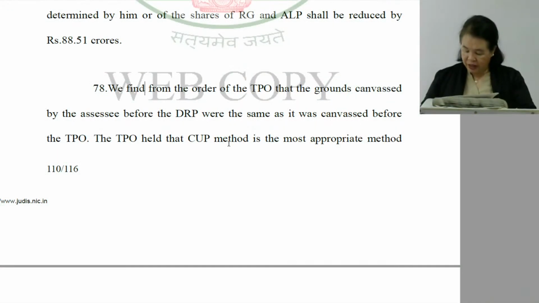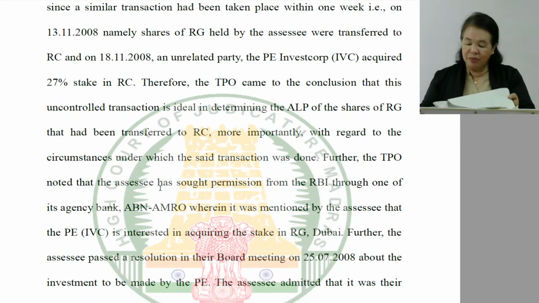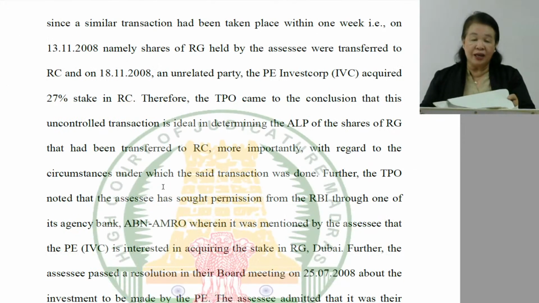Okay. So another, we find from the order of the TPO that the grounds canvassed to the SSA before the DRP were the same as it was canvassed before the TPO. The TPO held the CUP method. So ano yung the best method daw na gagamitin dito sa case na to is the comparable uncontrolled price method. Is the most appropriate method since a similar transaction had been taken place within 1 week. So, anong klase ito? Internal comparable.